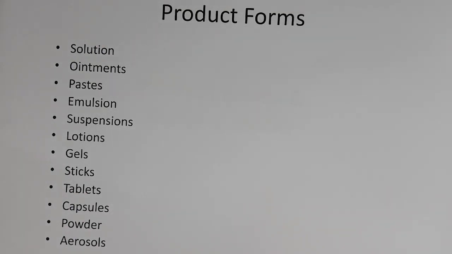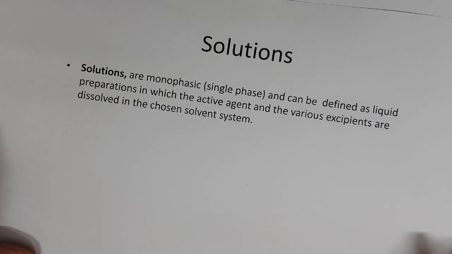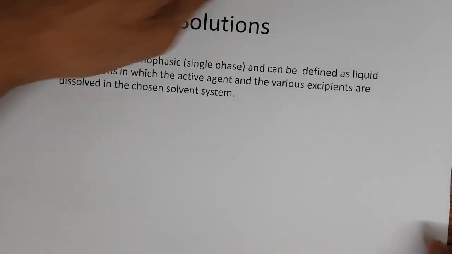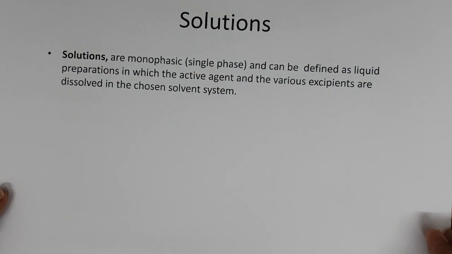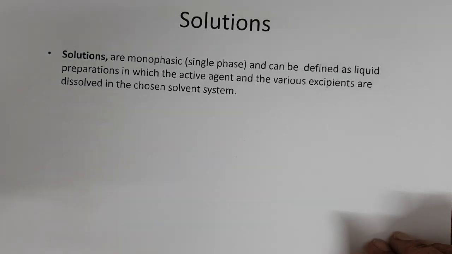Let us go into each product form, a broad definition of the product form and what products in the market can be attributed to this product form. Solutions. Solutions are monophasic and can be defined as liquid preparations in which the active agent and various excipients are dissolved in a chosen solvent system, right?